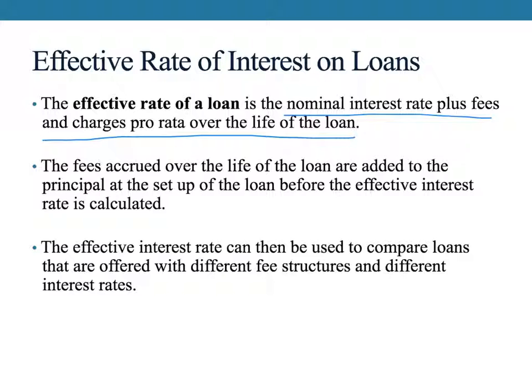Now, pro rata means on average or something like that. So, it's taking into account the fees averaged over the length of the loan instead of just at the start of the loan. So the fees accrued over the life of the loan are added to the principal at the setup of the loan before the effective interest is calculated. So the effective interest rate can then be used to compare loans that are offered with different fee structures and different interest rates. So I would get this one too.